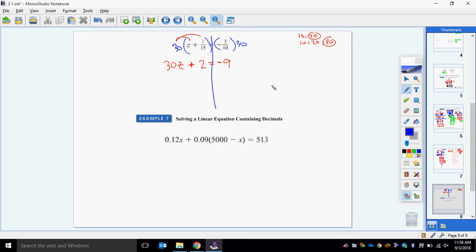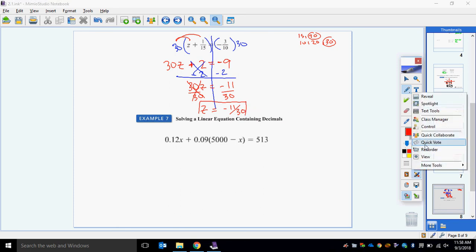Now I just simply solve like I would any other equation now that I don't have fractions. So I'm going to subtract 2 so that those cancel. And I have 30z over here. Negative 9 minus 2 would be negative 11. And divide by 30 so that those cancel. And z equals negative 11 over 30 for my final answer.